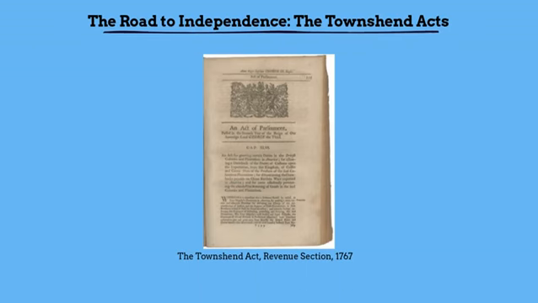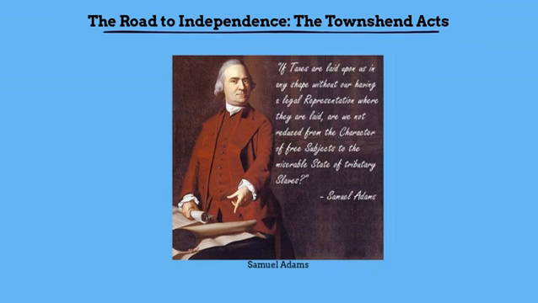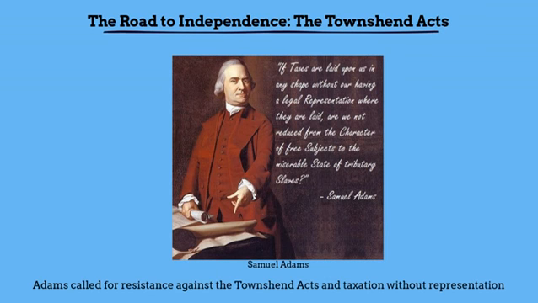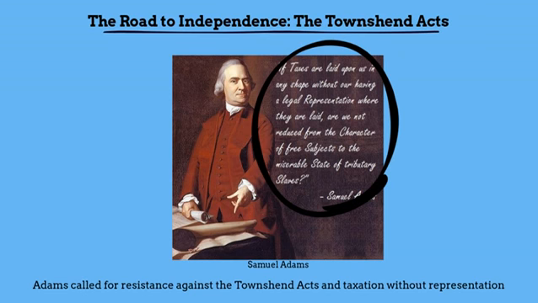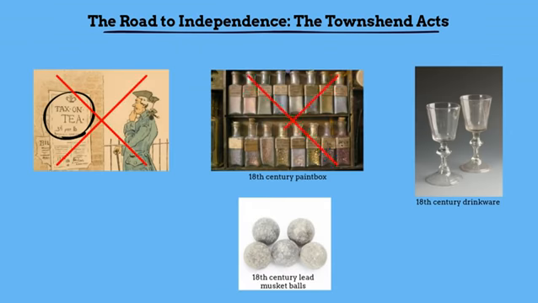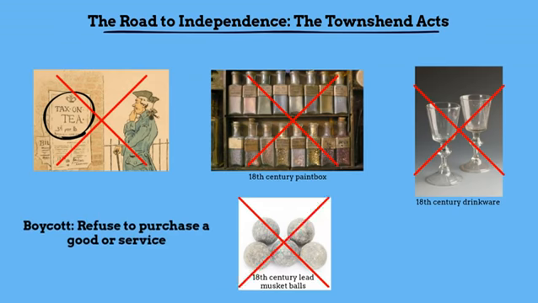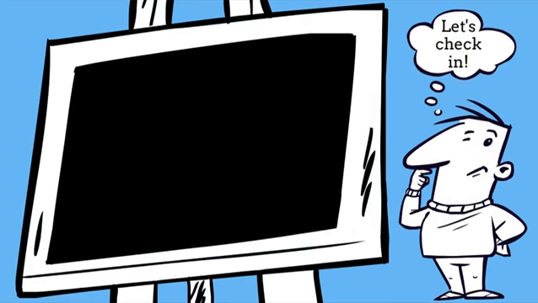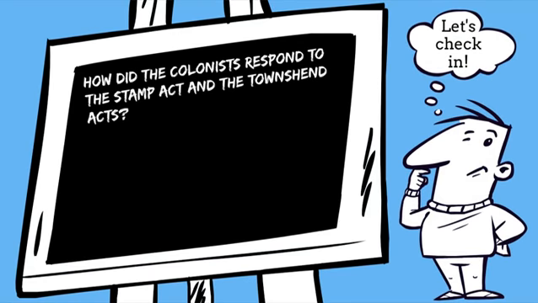After these acts were passed, Samuel Adams from Massachusetts wrote a letter calling for resistance against the acts and against taxation without representation. Additionally, colonists decided to refuse to purchase, or boycott, some of the items taxed by the Townshend Acts. Let's check in. How did the colonists respond to the Stamp Act and the Townshend Acts?